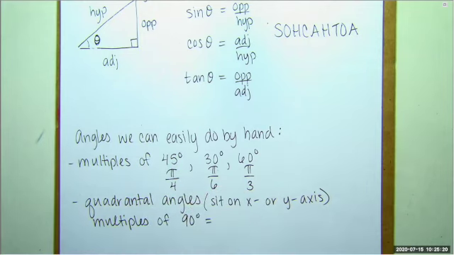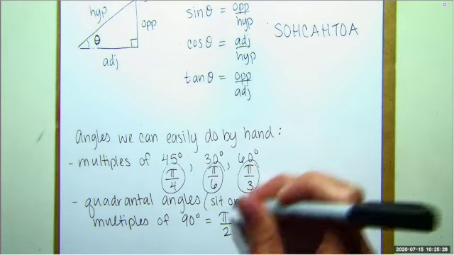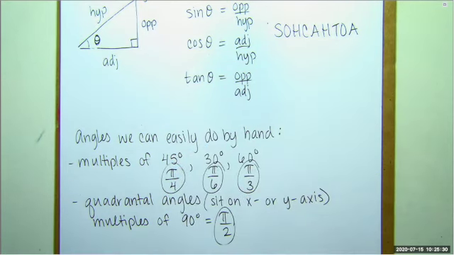Which is, of course, pi over what? 2, good, okay? So these ones are the most common angles we're going to see for the rest of our class, for the next 3 or 4 chapters.